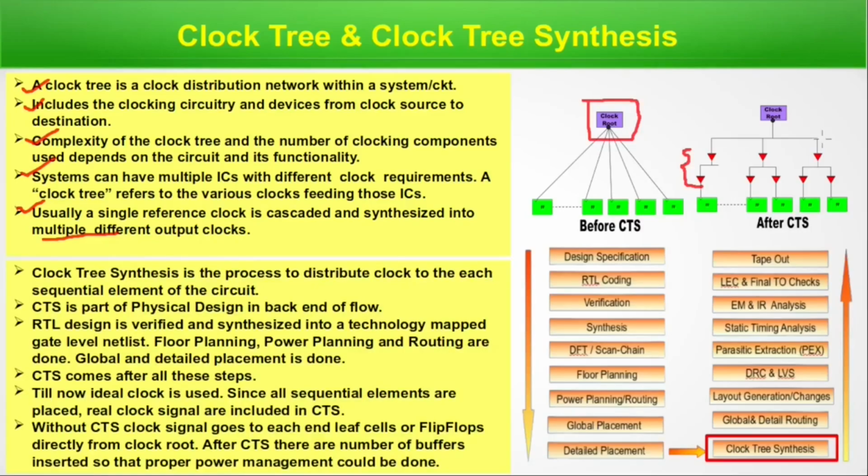Now, clock tree synthesis is the process to distribute clock to each sequential element of the circuit. CTS is part of physical design in the backend flow. This is the total flow, and here in the backend portion CTS is done. The RTL design is verified and synthesized into a technology mapped gate level netlist. It starts from design specification, then RTL coding is done, then verification is done. On that, synthesis is done, and we get a technology mapped gate level netlist.